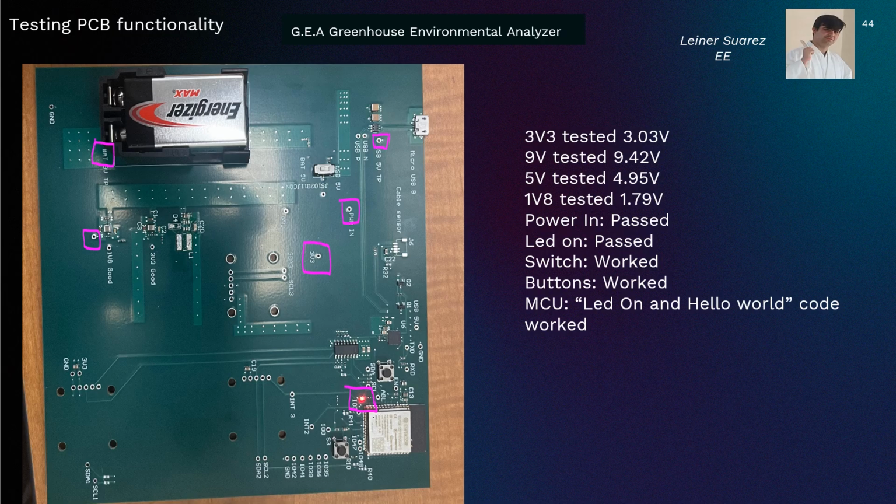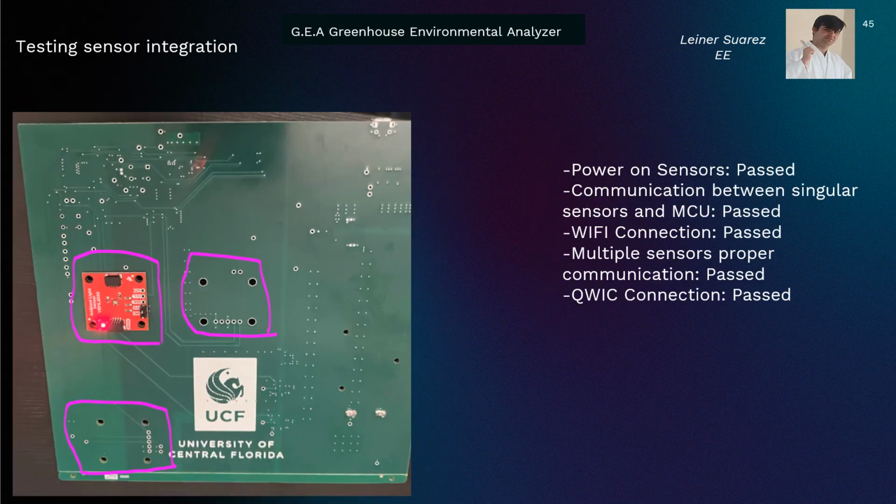We are also glad to announce that we already received the PCB and we started testing everything. All the voltage tests good, all the current tests good, powering passed, the LED turned on, we were able to do it with the MCU program, the switch works, the button works. We also tested the functionality of the PCB and the power sensor passed. Communication between the sensor and the MCU is good. The Wi-Fi connection is good. It can connect to the website as well. So the PCB is all good.